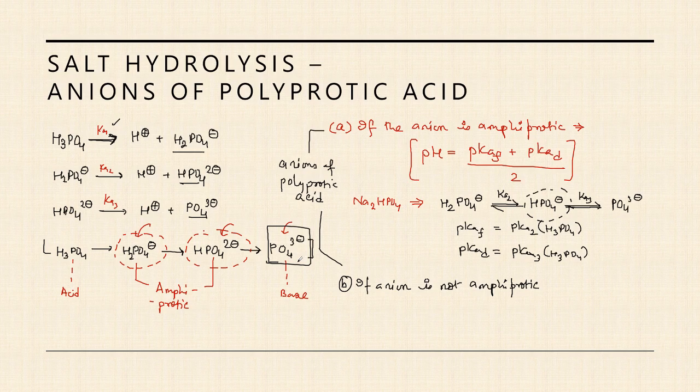This is phosphate. In such a case, the pH will be calculated as 7 plus pKa, that pKa which produces this. So in this case, pKa3 upon 2 plus log C upon 2. This would be for Na3PO4.